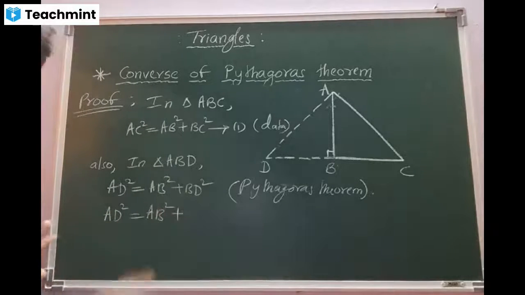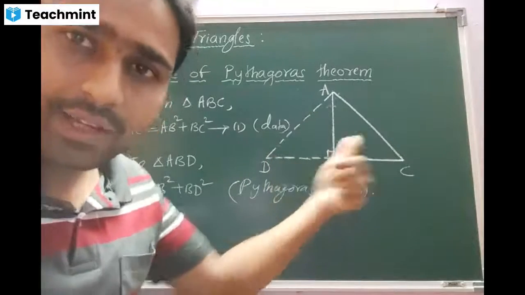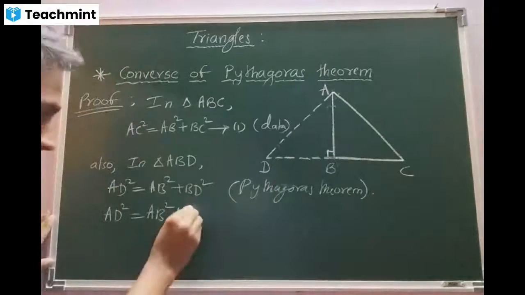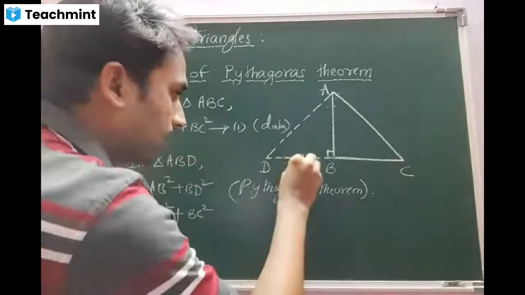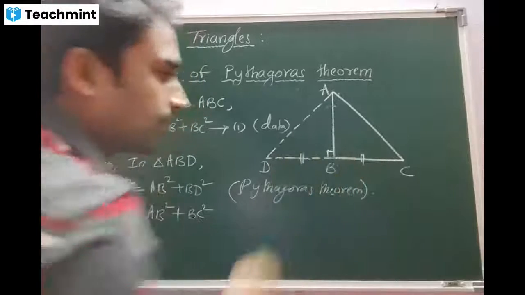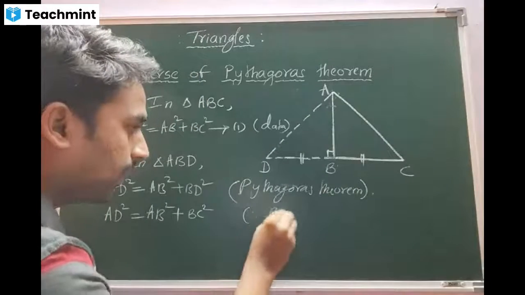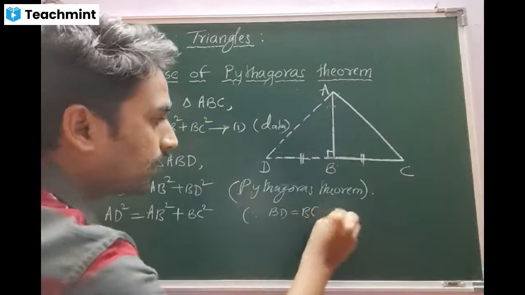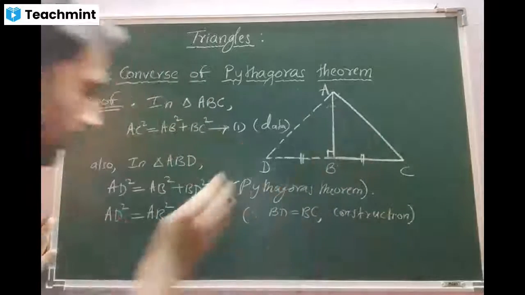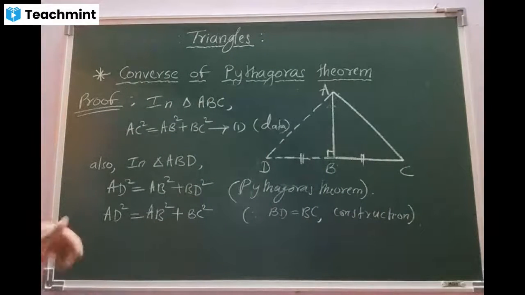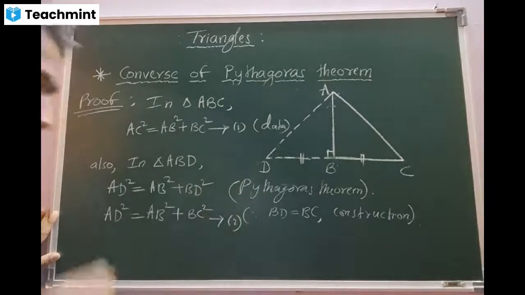But this BD, beta, look at the concept. This BD can be replaced. Can you tell me what I can write in the place of BD? BC square. Why? Because of the construction, we have done BD is equal to BC. By that reason, I replaced this BD as BC. Correct, beta? Call it as second equation.